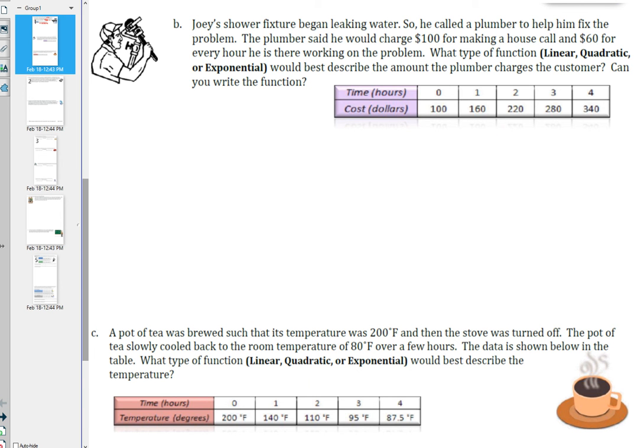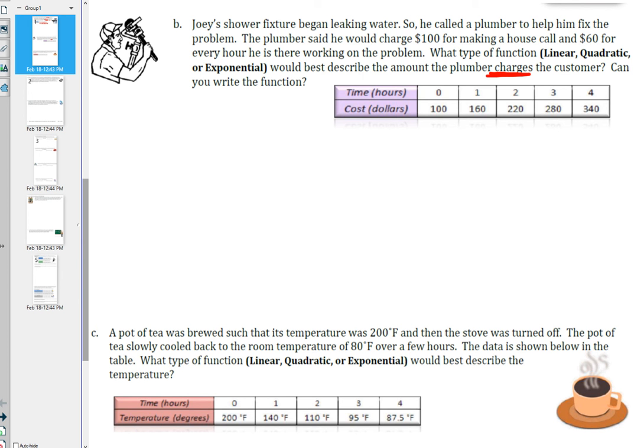Joey's shower fixture began leaking water, so he called the plumber to help him fix the problem. The plumber said he would charge $100 for making a house call and $60 for every hour that he's working. What type of function would best describe the amount the plumber charges? I already kind of have an idea what this could be because I'm used to writing work columns before, but before we look at the numbers, does anybody have an idea what we'd be looking for first? If we want to know what would best describe the charge, would it be linear, exponential, or quadratic?